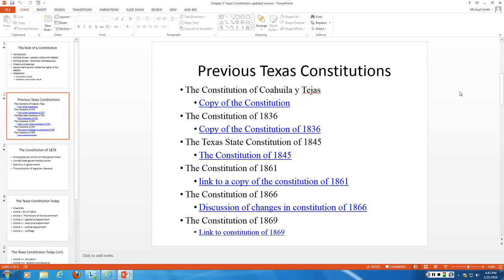Okay, that should finish up the Constitution of 1869. Remember, the Constitution of 1869 was passed. The Democrats were unhappy. They felt that it was forced upon them.